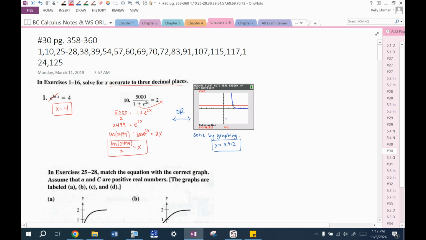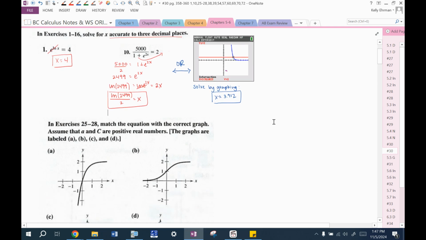Or, again, you could just get the decimal version of that. It is much faster to solve by graphing. So if you are allowed to use a calculator, definitely do it that way.